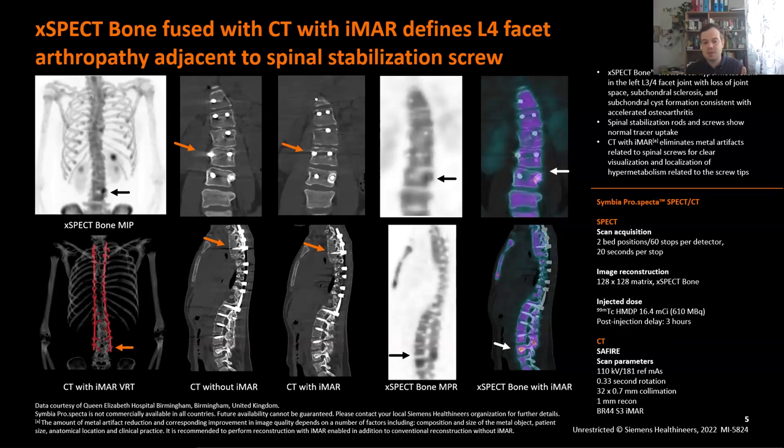Now, there are, of course, some medical artifact reduction techniques that are being applied to improve the image contrast. But what is really crucial on the right side of the image, where you can see this kind of purplish visualization, you can see that this screw in the facet joint, you can see that there is more activity around the screw.